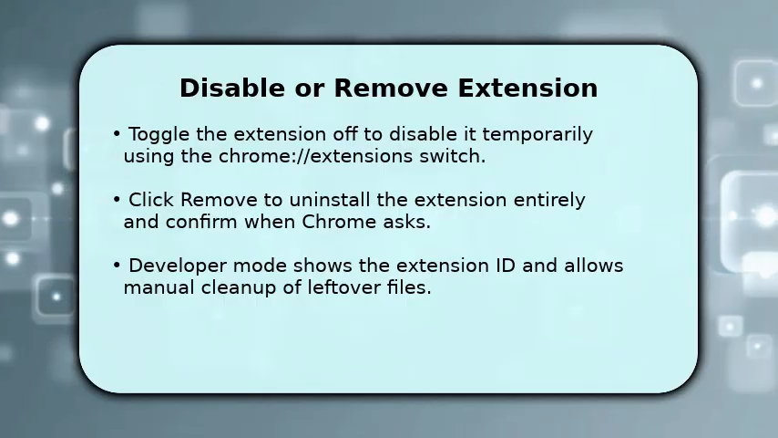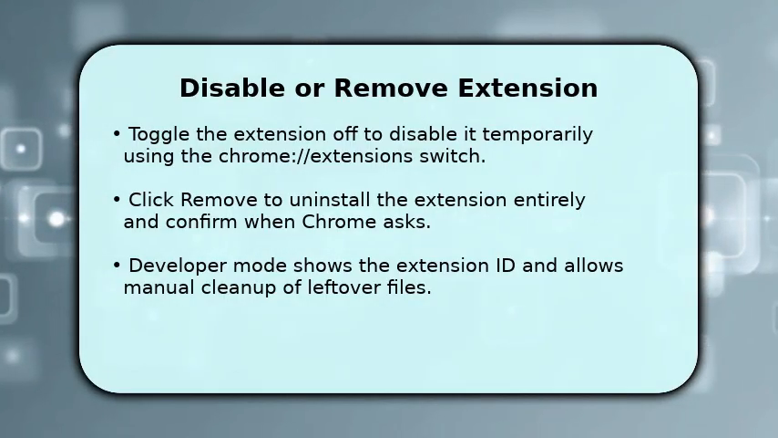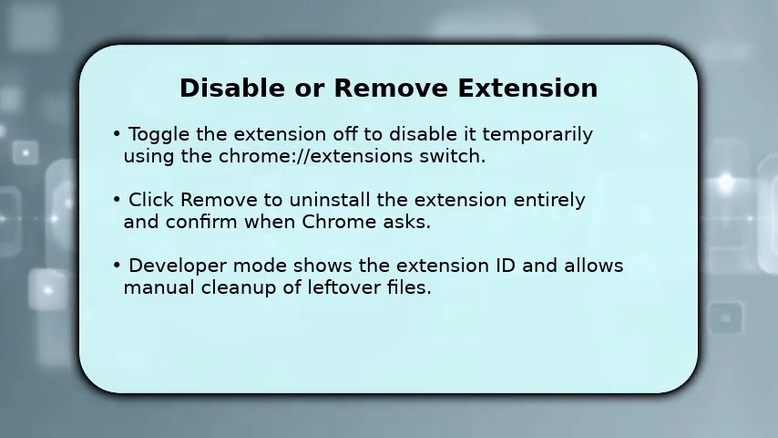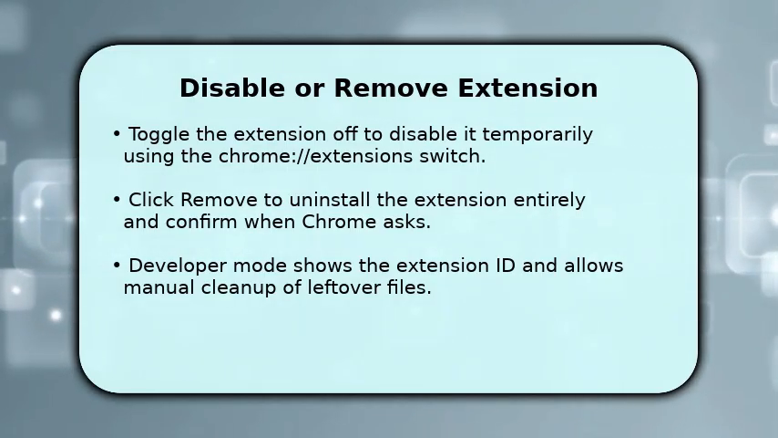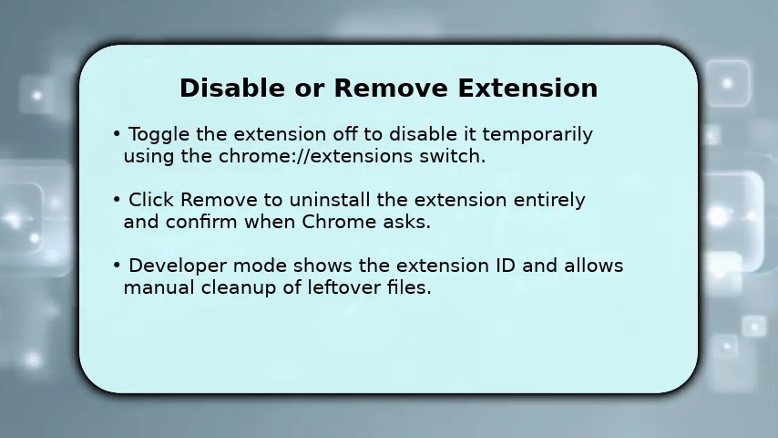On Chrome //extensions, you have two main options: disable or remove the ad blocker. To disable temporarily, flip the blue switch next to the extension name to the off position. To uninstall, click Remove beneath the extension and confirm the removal when prompted by Chrome.